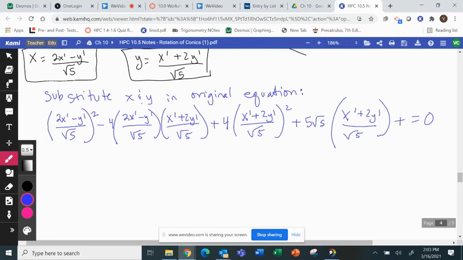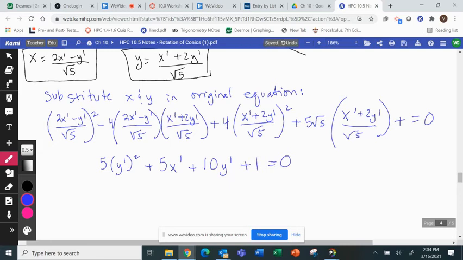In the book, I had to do it myself. In the book, they literally go from this step to the next step. I'm like, no, I need steps. So I have all the steps if you want to try it and you get stuck. But after you multiply all of this out and combine like terms, we end up with 5y prime squared plus 5x prime plus 10y prime plus 1 equals 0.